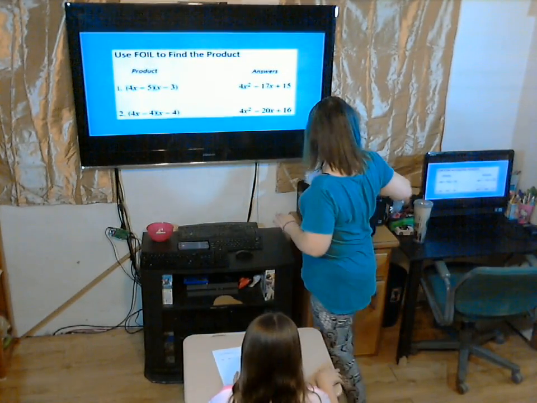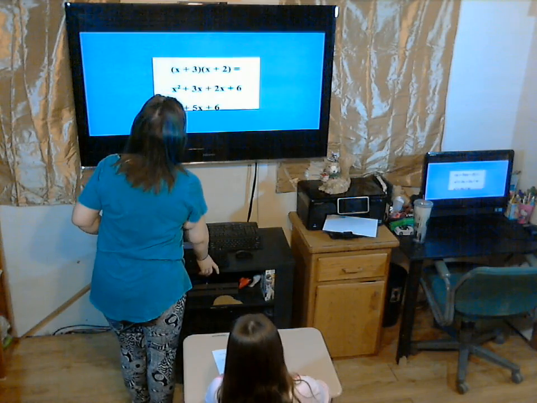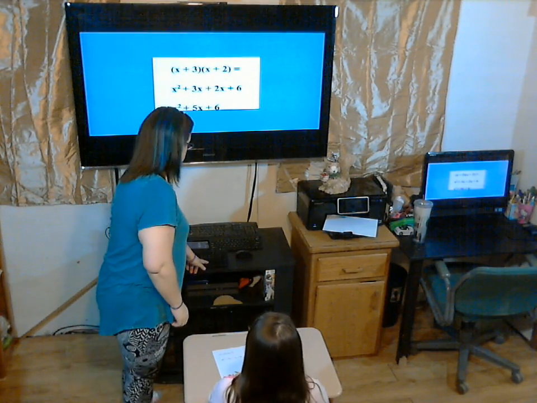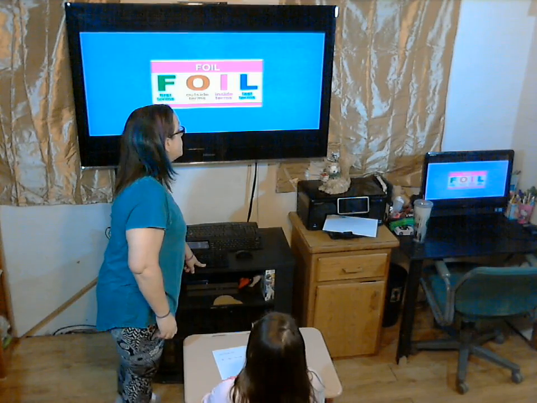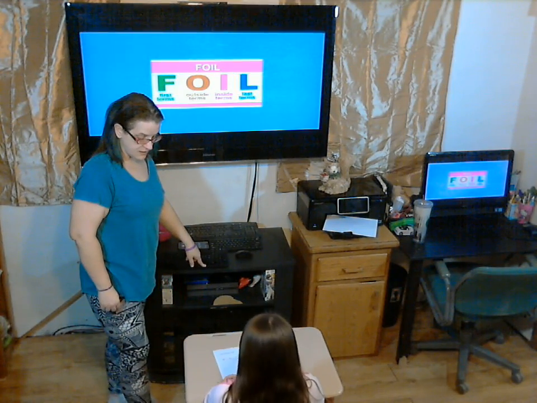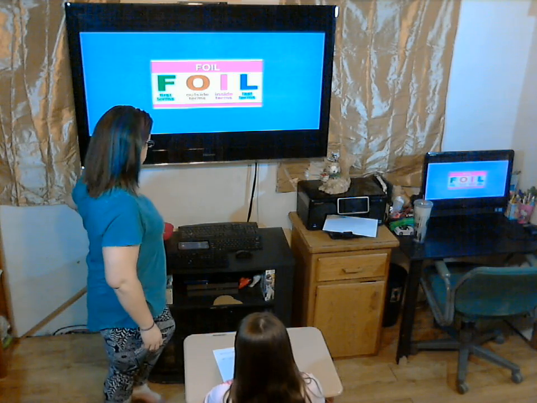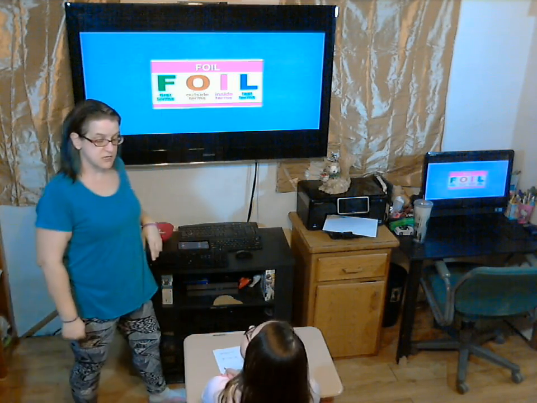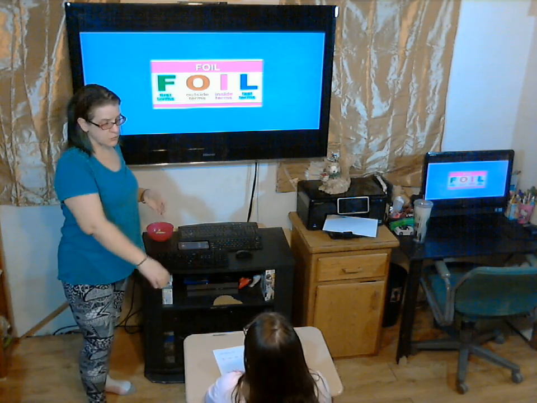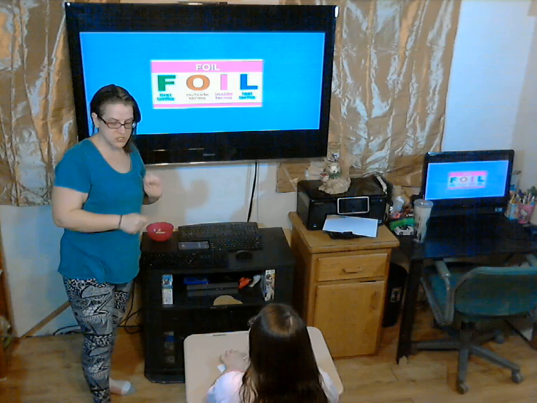All right, I got one more page for us to do. We do have some homework later. There we go. So FOIL helps us do that, right? We used our first terms, our outside terms, our inside terms, and our last terms. Do you have any questions? That's some homework for you to take home for later. Some more problems that we've worked on a little bit today.